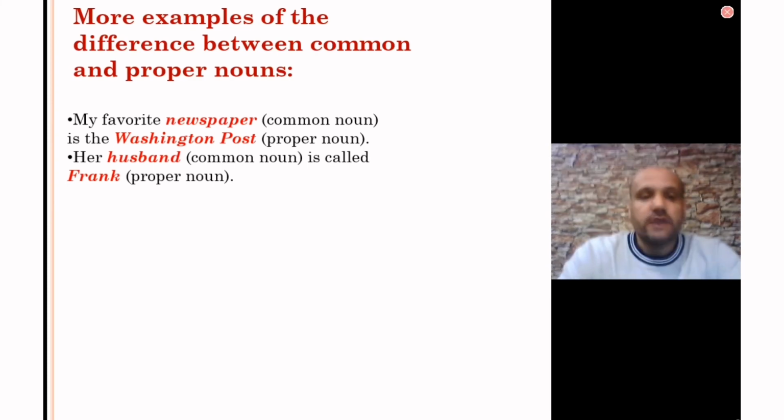Another example: her husband is called Frank. Look at the word husband. The word husband is a general word. There are a lot of husbands around the world. But when I say Frank, the name of the husband, I mean a specific person. So the word Frank is proper and starts with a capital letter, and the word husband is a common noun and is in small letters.